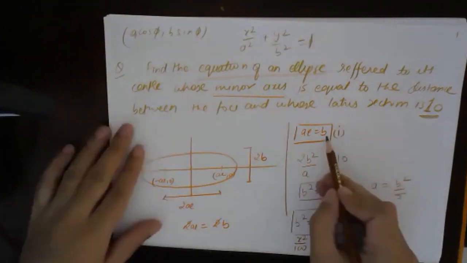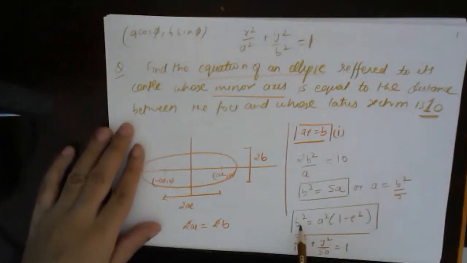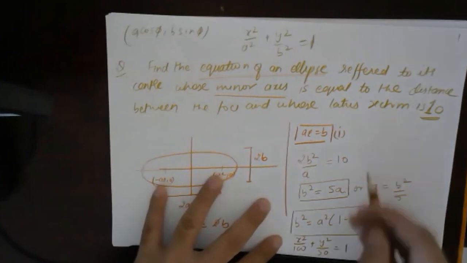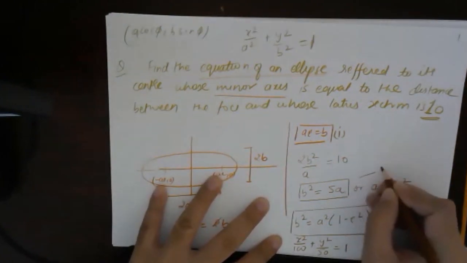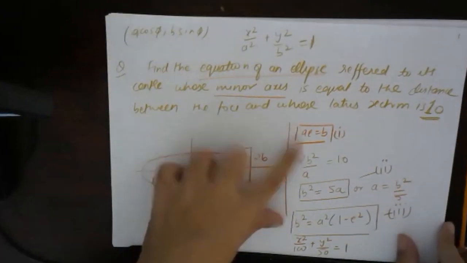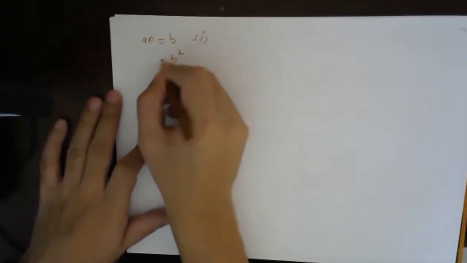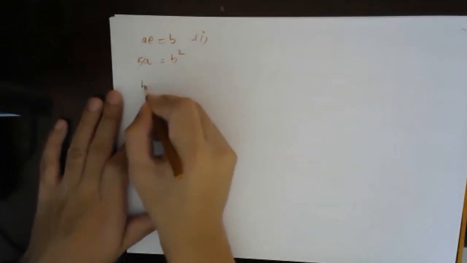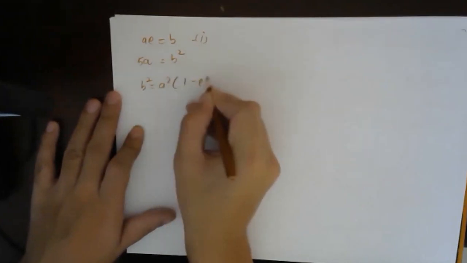Right? So from here, b square is equal to a. I can substitute here. So a square e square is equal to a square into 1 minus e square, right? Let's take this as first, this as second, and this as third. Okay. So first, second, third. I will rewrite the equations. ae is equal to b is first. Then we have b square is equal to 5a. And the third equation is b square is equal to a square into 1 minus e square, right?